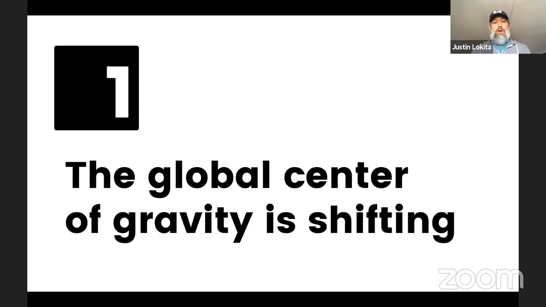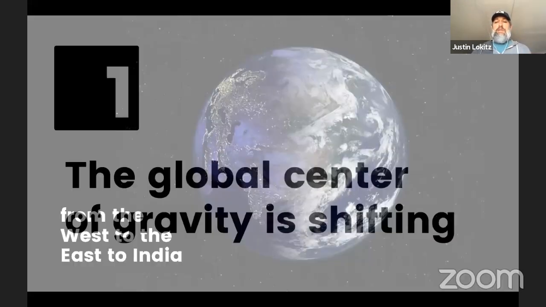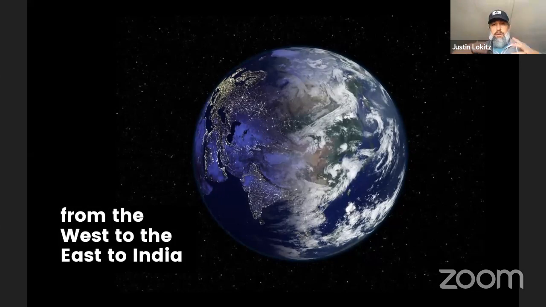It also has to do with the global center of gravity shifting in many respects, right? In many cases, we used to think of the West, being Europe and the US and Canada and so forth, as being the center of power.